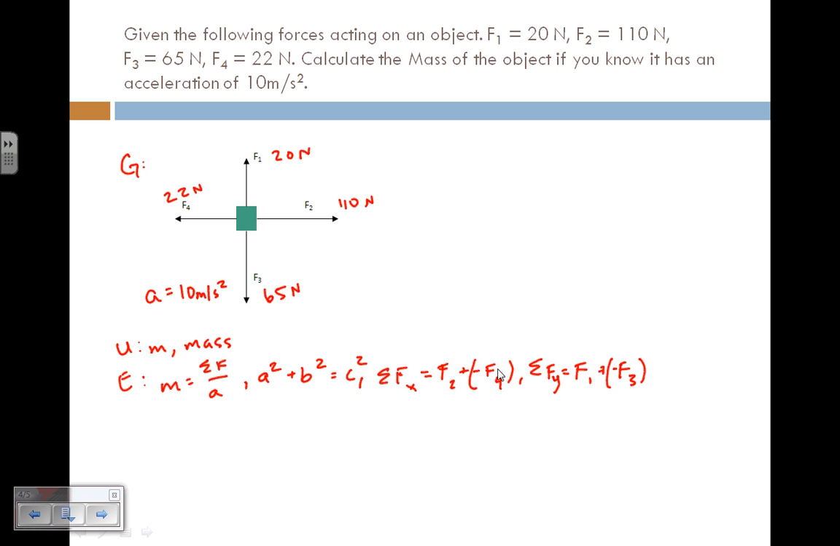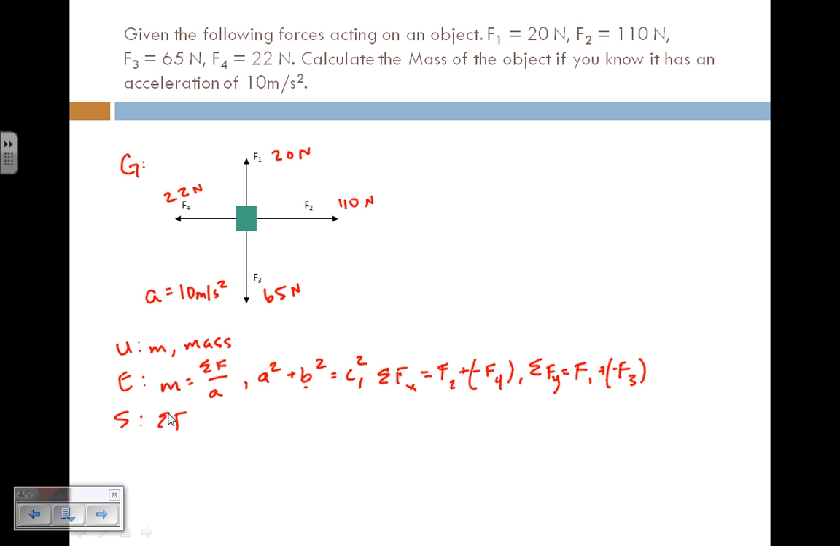Okay, so we'll start by solving these two net forces for the x and the y. We'll plug them into the Pythagorean theorem to get our resultant net force, and that net force will be used with the 10 meters per second squared to get the mass. That's why we had to put all those equations. So let's go ahead and start substituting again. We solve these two first.